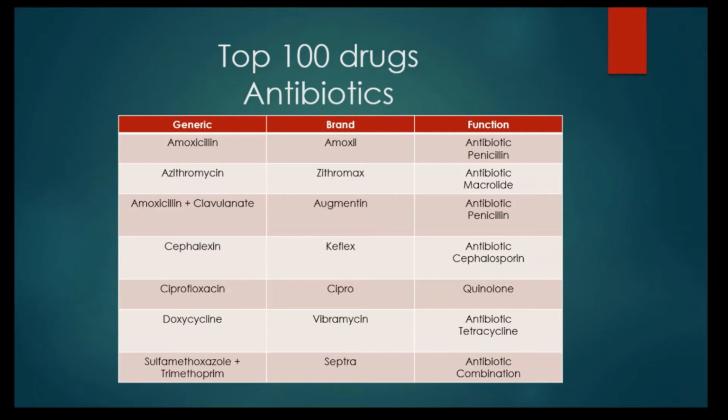We've got ciprofloxacin, brand name is Cipro, it's a quinolone. Doxycycline, brand name is Vibramycin, and it's a tetracycline. Finally, we have sulfamethoxazole mixed with trimethoprim, brand name is Septra, and it is a combination of antibiotics.